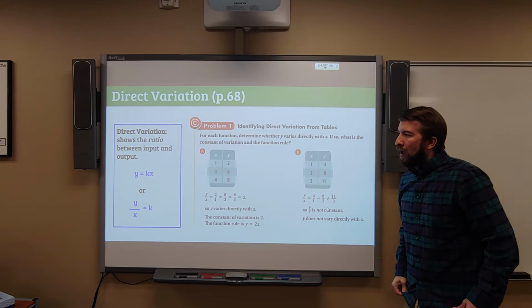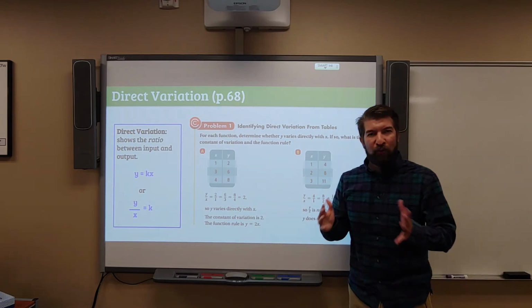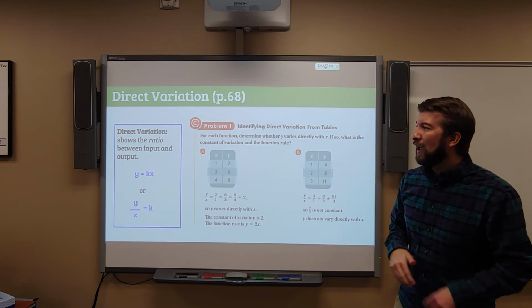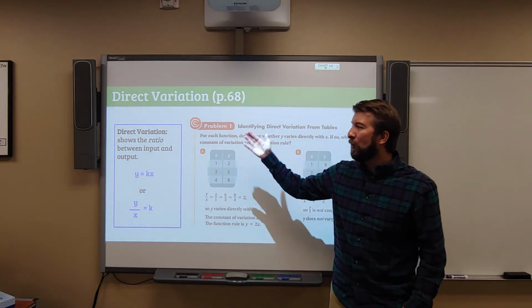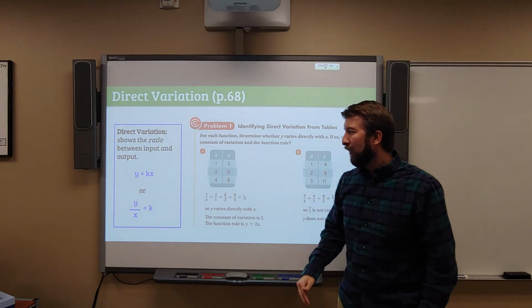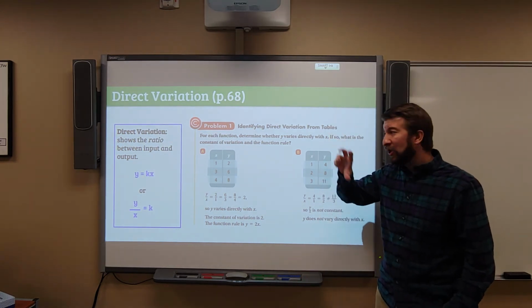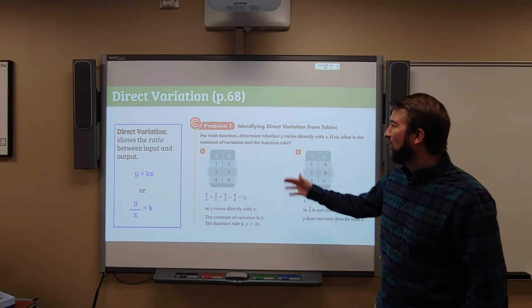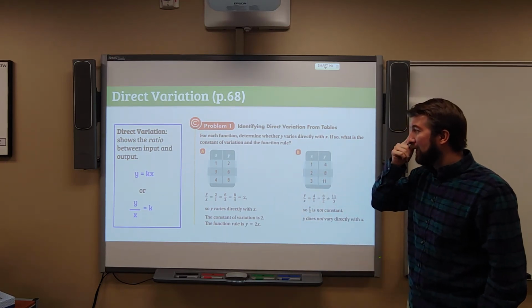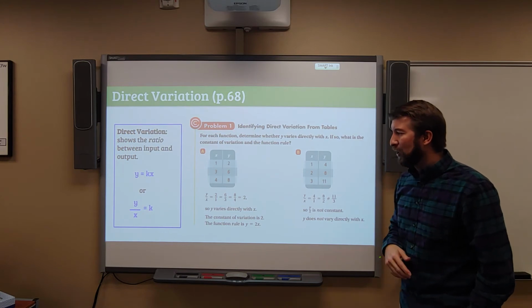All right. The next thing we're going to look at is what's called direct variation. Direct variation just means it's the ratio between input and output. So think of ratio as like a fraction. It says for each function determine whether y varies directly with x. If so, what is the constant of variation and the function rule.